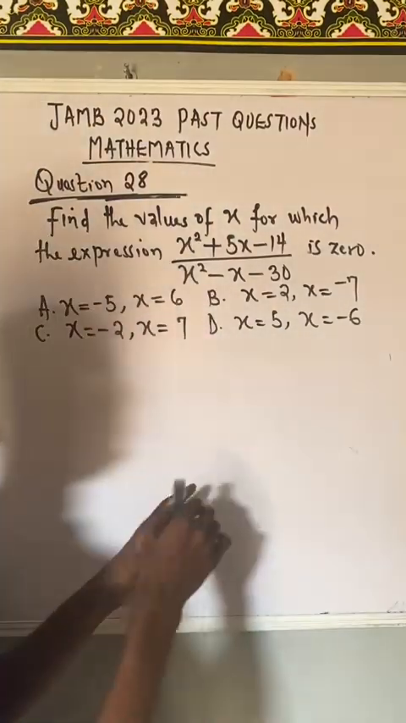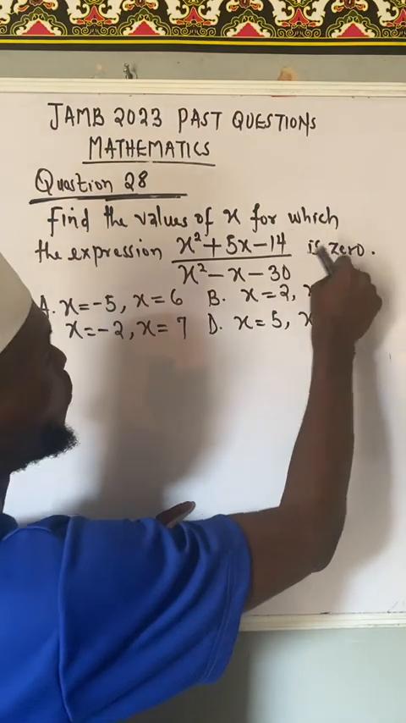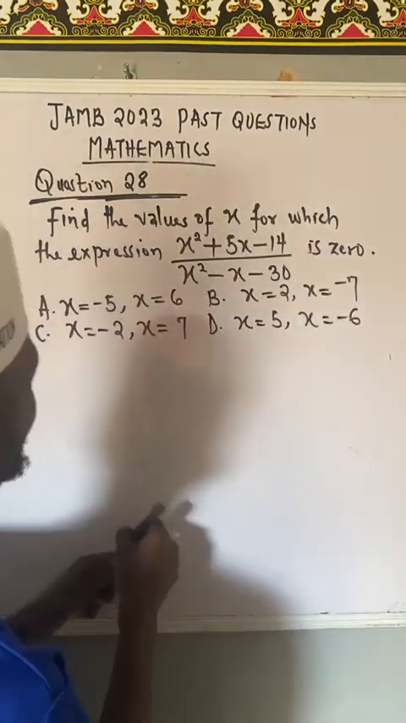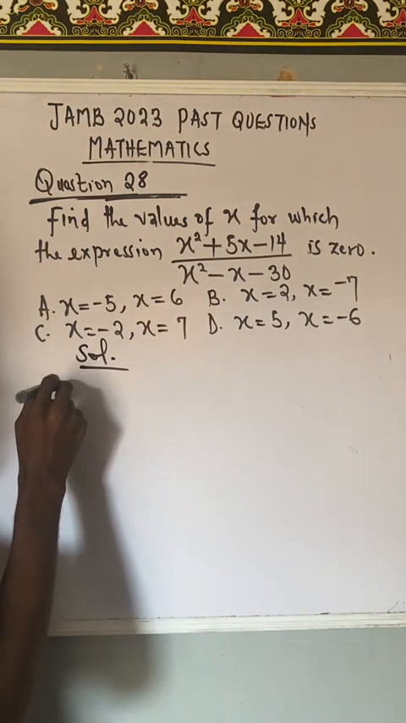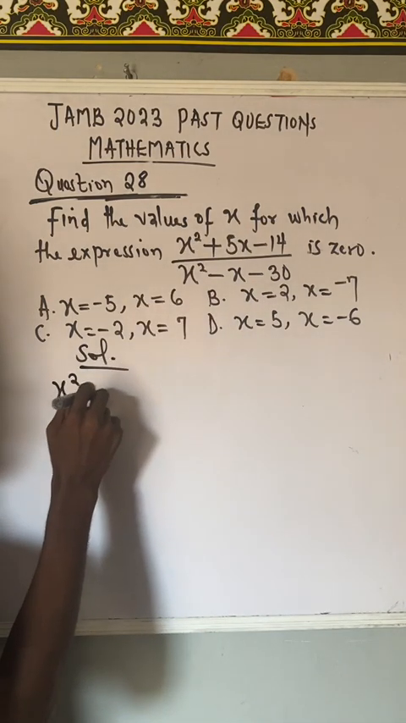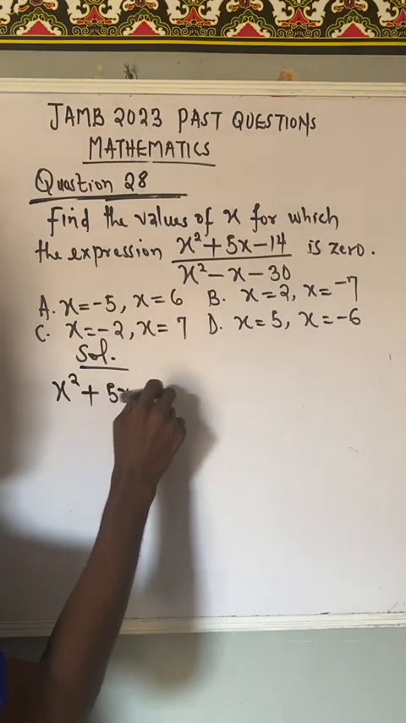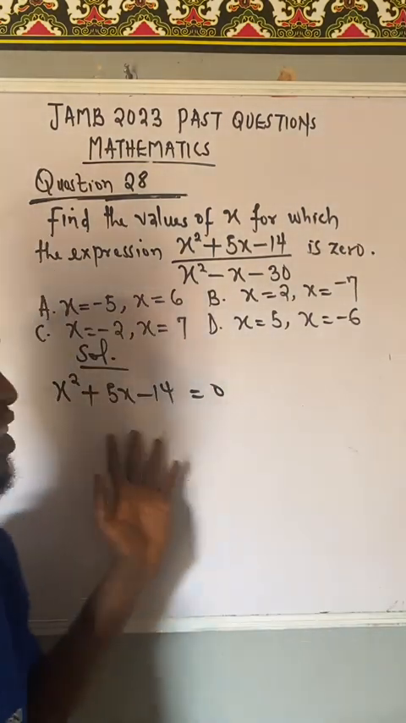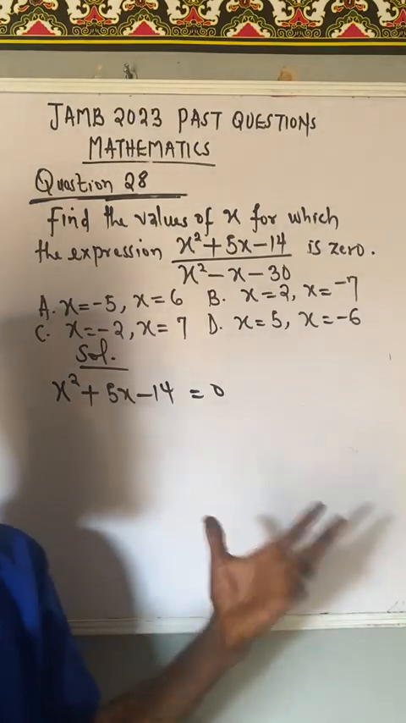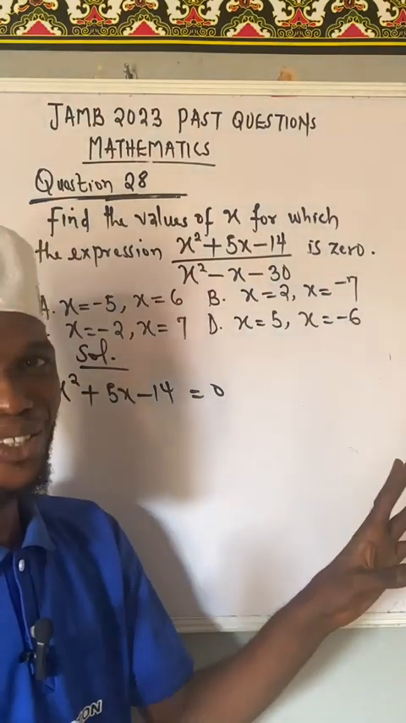Now, in this type of question, they ask for what will make this to be 0. So we only need to solve the numerator. So let's solve the numerator. X squared plus 5x minus 14. Let's set it to be 0. Now, to factorize a quadratic equation, no need of stressing yourself.